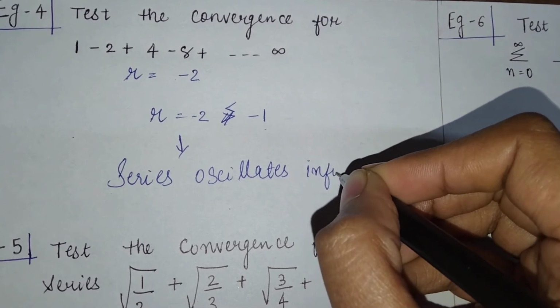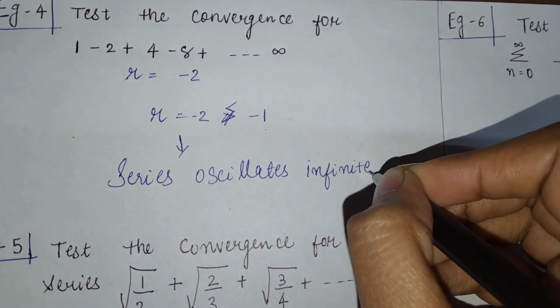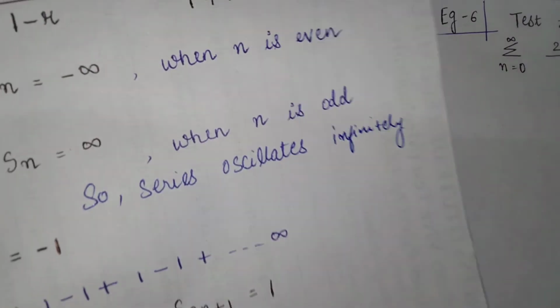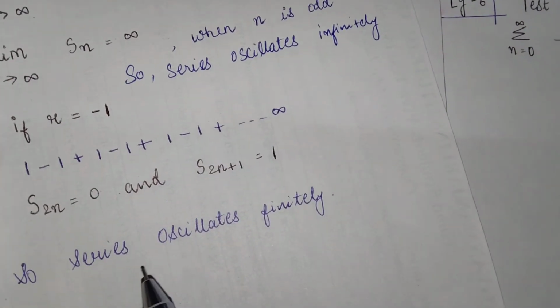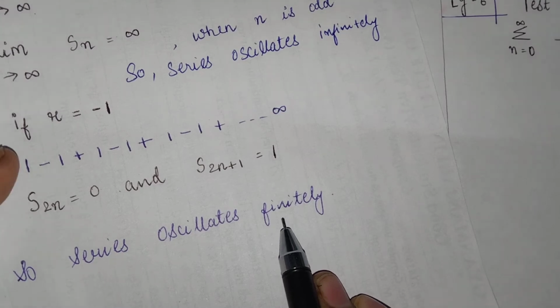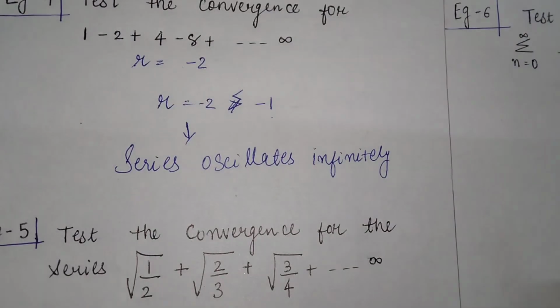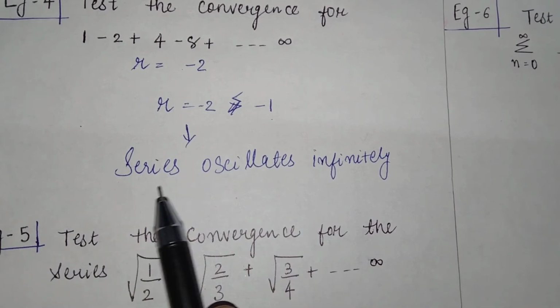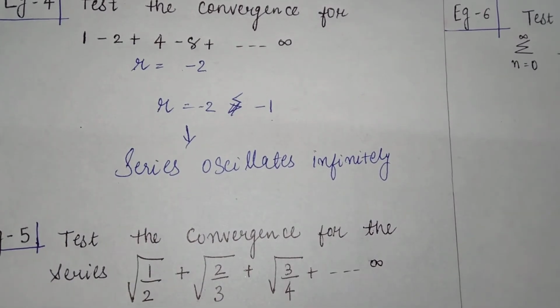Whenever r is less than minus 1, the series will oscillate infinitely, but whenever r is equal to minus 1, then the series will oscillate finitely. Okay, you have to remember this. So as here minus 2 is less than minus 1, the series will oscillate infinitely.